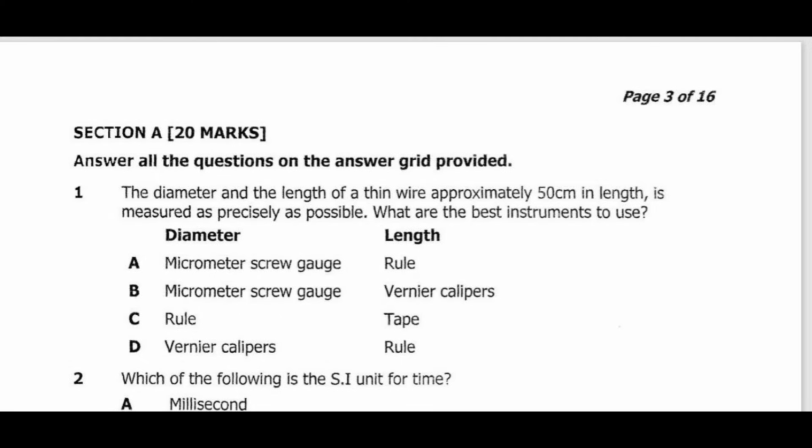The diameter and the length of a thin wire, approximately 50 centimeters in length, is measured as precisely as possible. What are the best instruments to use? Whenever we are dealing with a diameter, we know that a diameter is a very small number if we are dealing with a thin wire. So this one has to do with micrometer screw gauge. Then for the length, we can use the meter rule. So our correct answer here is just C. So the diameter, micrometer screw gauge. Then the length, we can use a meter rule.